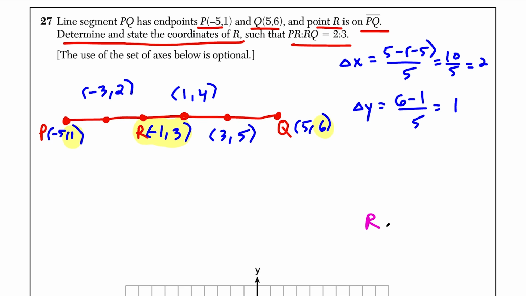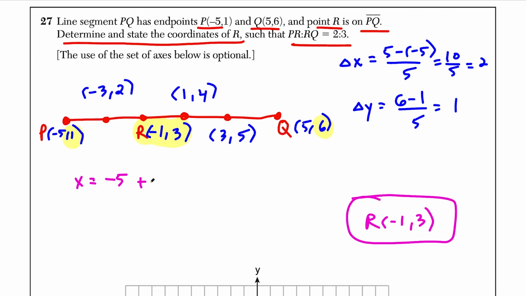But if you want a more direct way of doing this, there are formulas for this. I, once again, can't memorize formulas. So what you can do is you could say x equals, and you write your starting x value like this, negative 5, plus, if our ratio is 2 to 3, that means R is located 2/5 along the way from P to Q.